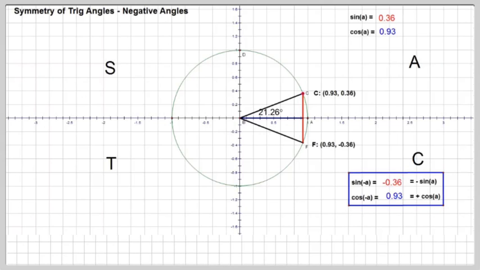Now the strange thing, ladies and gentlemen, is that it doesn't matter how far you go back into the negative realm. You can go around thousands and thousands of degrees, any number of revolutions, and that same relationship will still apply. In other words, we'll say it again, sine of minus a is minus sine a, and cos of minus a is just cos of a.